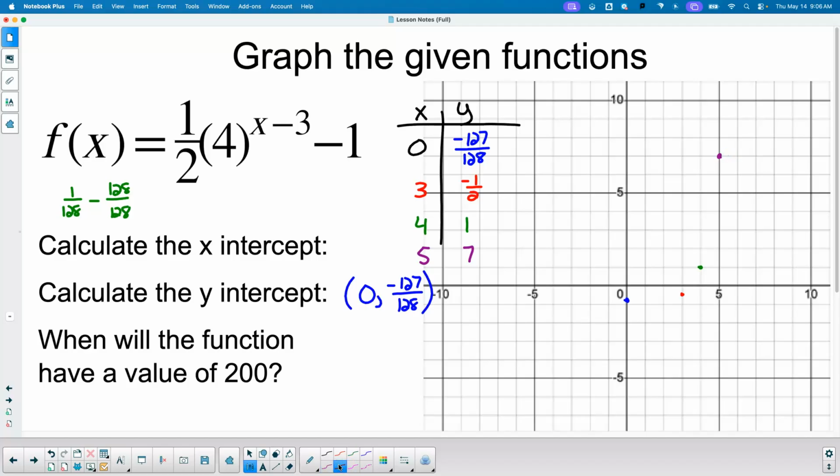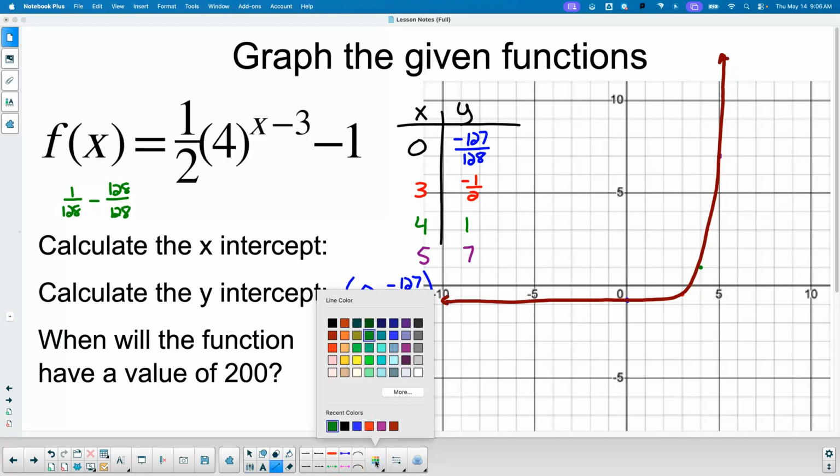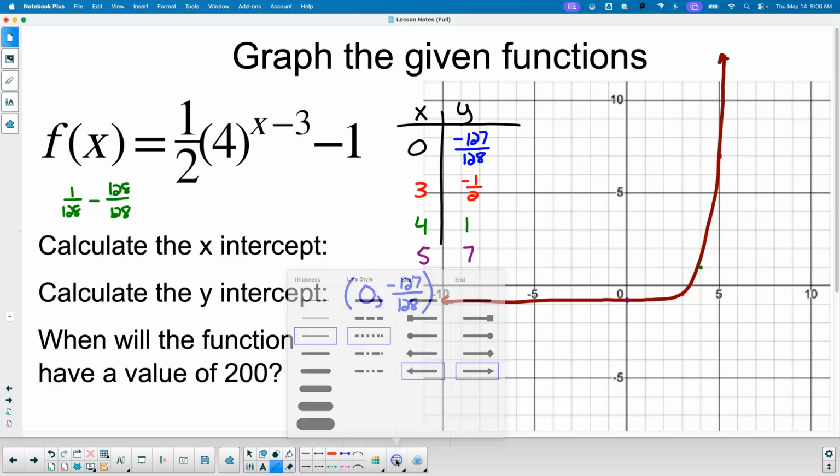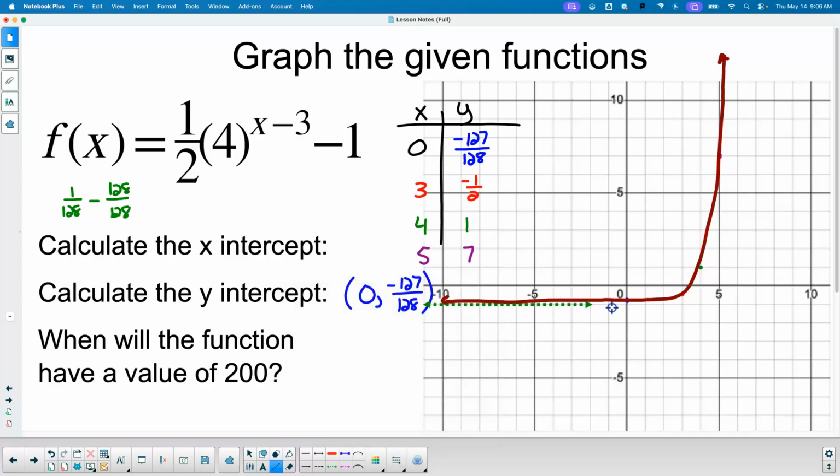I can now graph my function. I can add in my horizontal asymptote. In this case, it is y equals negative 1, and I get that from the vertical shift after the function.